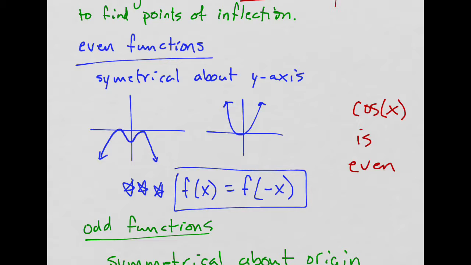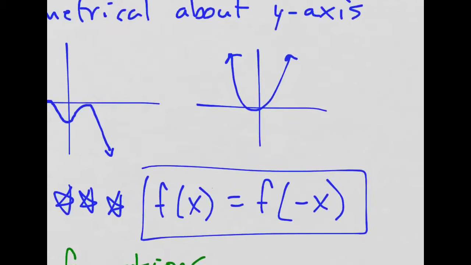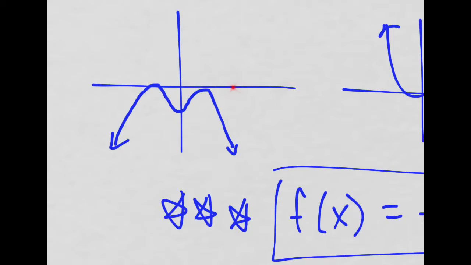If you plug in x or negative x, you get the same y value. f of x is the same as the y, right? So if you plug in x, you get this y value, which is like -5 or something. Well, if you plug in the negative version of x, you still get -5. You still get the same y value.